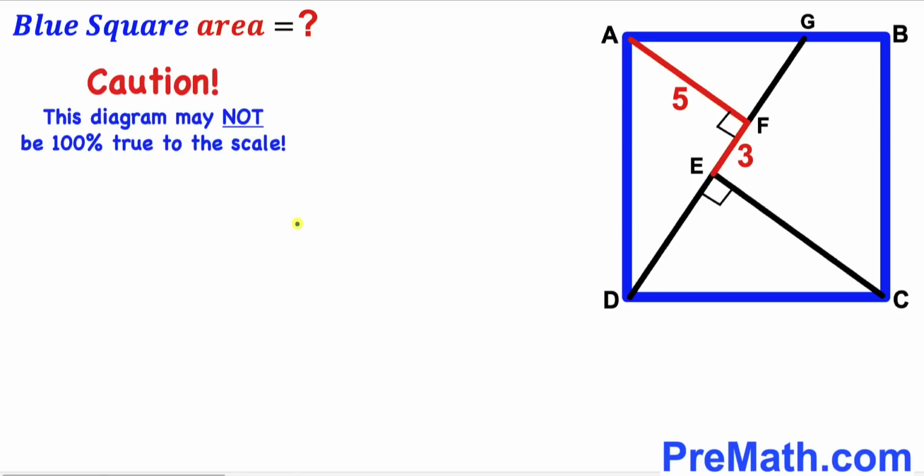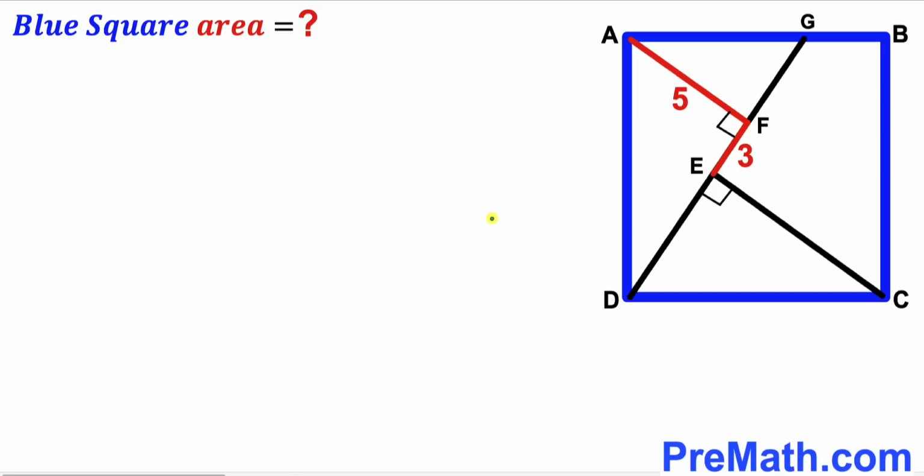Please keep in mind that this figure may not be 100% true to scale. Let's go ahead and get started, and here's our very first step. Let's focus on this blue square ABCD. Since this is a square, all the sides are equal in length.